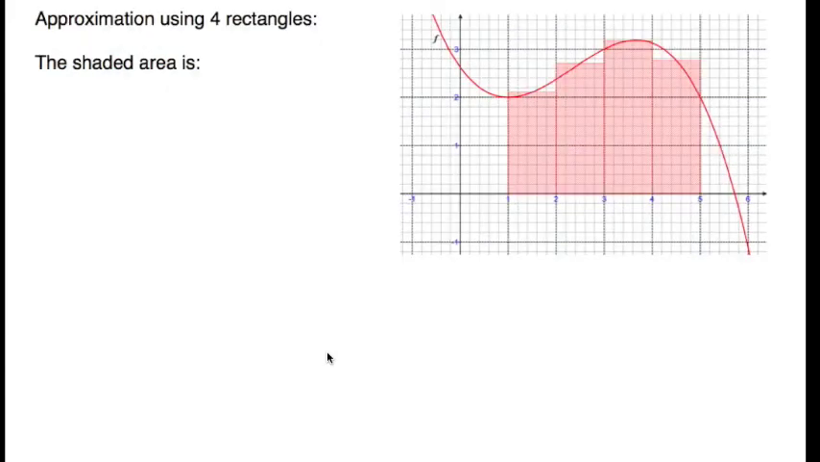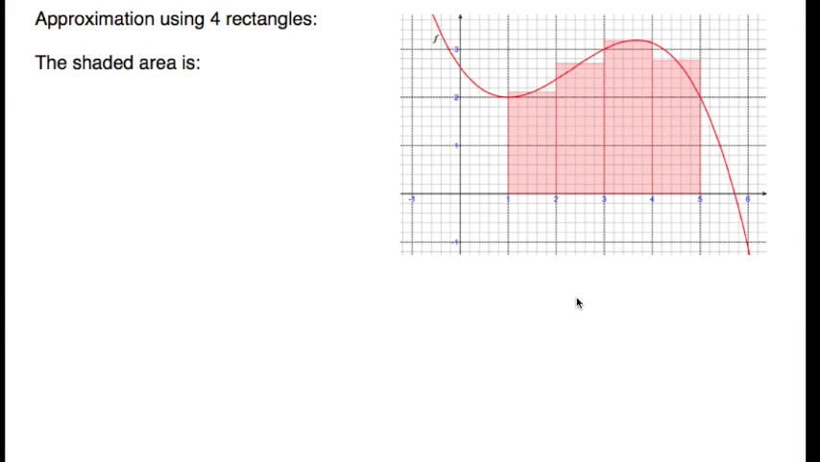We can choose 4 rectangles, and I invite you to pause the video now and really try doing base times height 4 times in a row yourself. Look carefully at the height of these rectangles. Notice how we've picked the midpoint every time to choose how high the rectangle is, and then press play again.